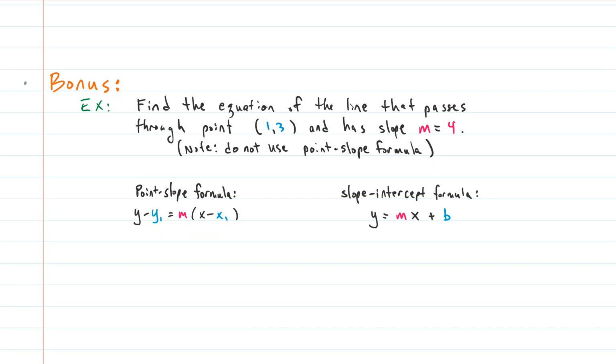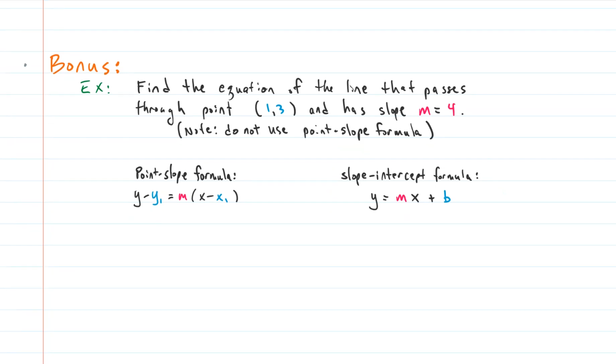But you don't have to do it that way. You could use the slope-intercept formula, which I have here on the right. But just to show you that you can do both ways, let's quickly do the point slope formula, even though it tells us not to. Don't tell. I won't tell if you don't tell.